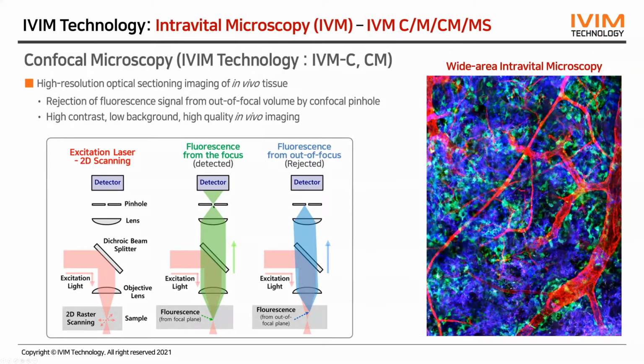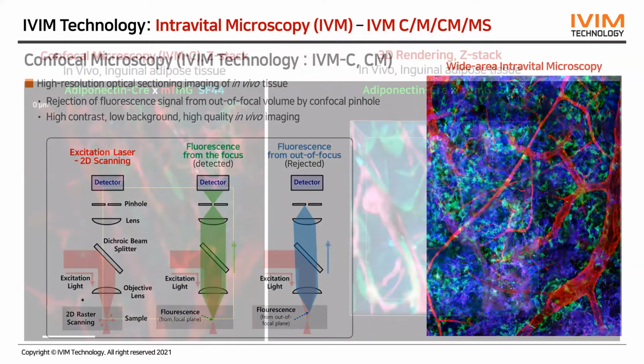By using the confocal pinhole in front of the detector, we can effectively block the fluorescence originating from the out-of-focal plane, like this. Using this pinhole, the fluorescence originating from the focal plane will pass through and be detected by the fluorescence detector. By doing that, we can selectively detect the fluorescence from the focal plane, and get higher resolution sectioned imaging from thick tissue inside the live animal.